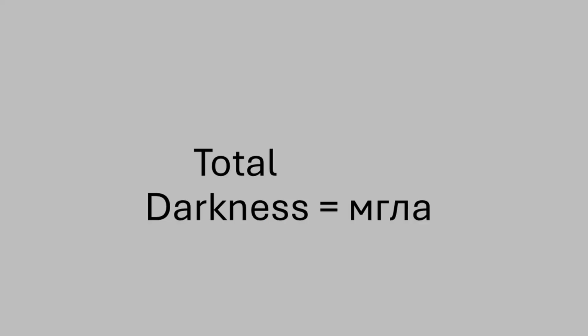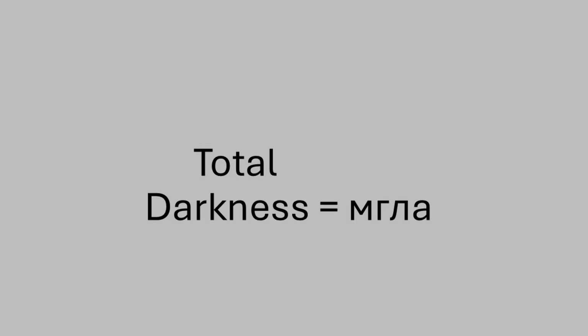Let's take another example. In this case, we're going to use the word for total darkness. Phonetically, it would be the English equivalents of an M, a G, an L, and an A. How in the world do you combine MGLA? Mgla. Pronounce the M, and then blend the G and the L.